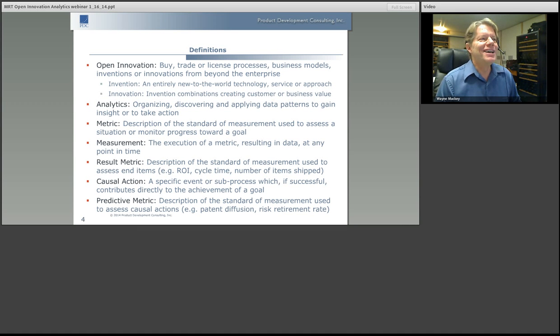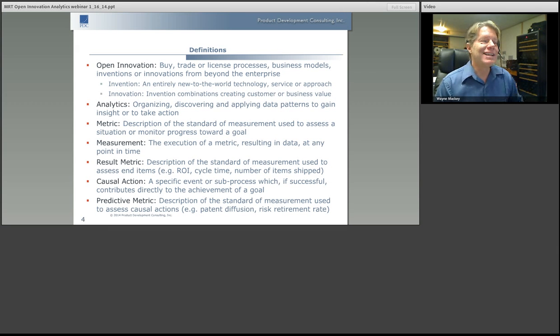Now, what's an invention? Since I mentioned that, my definition of invention is something that's brand new to the world. It's a technology, service, or approach, including a business model. An innovation, on the other hand, is combining inventions to create customer or business value. The reason that's important is that inventions, while there are some notable exceptions, don't make companies much in the way of money. Innovations do, because these are the things that are focused on not so much discovering something that's never been done before, but instead on applying those things that have been done before in a useful manner for businesses or for your customers' value.